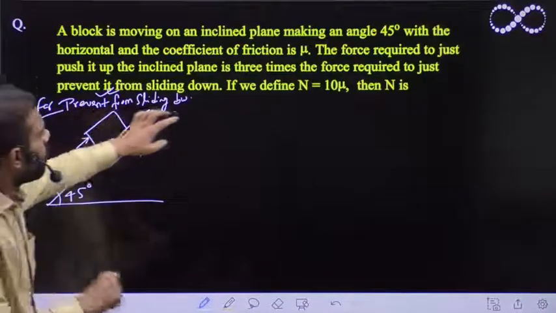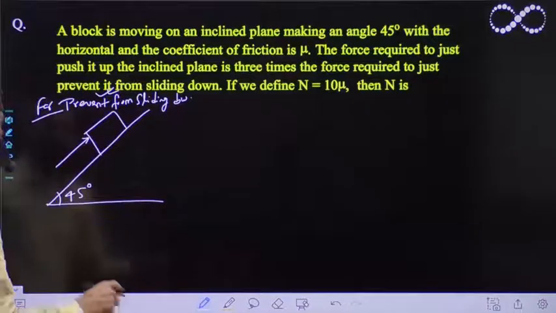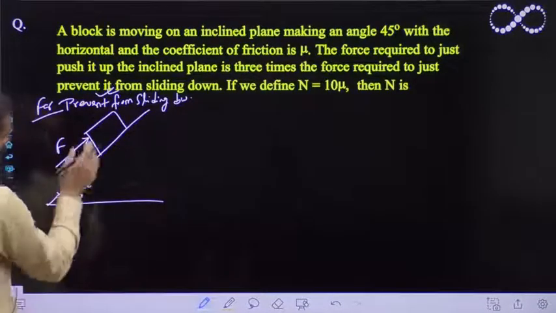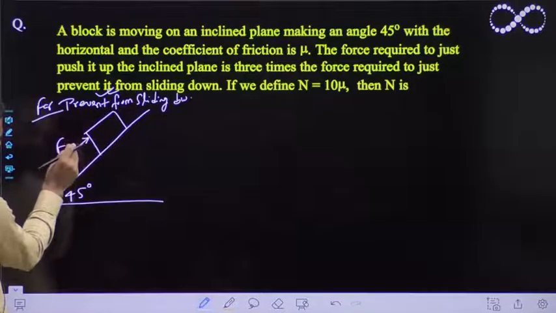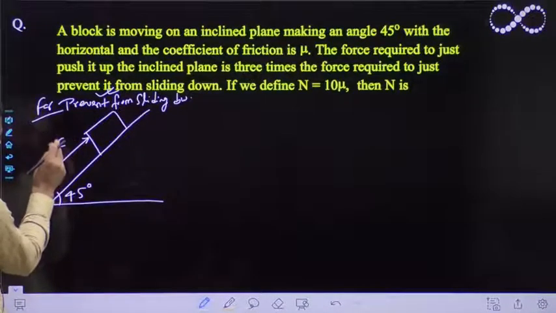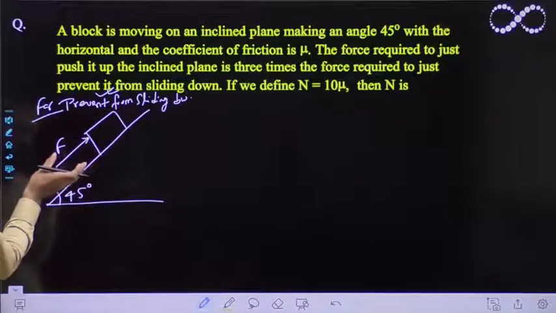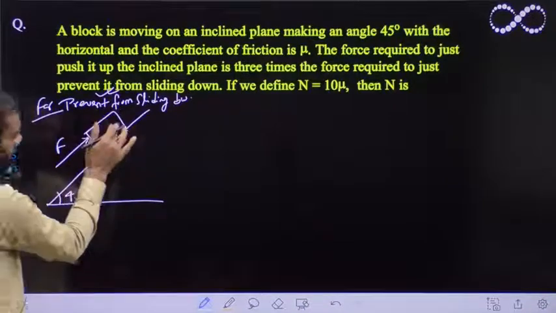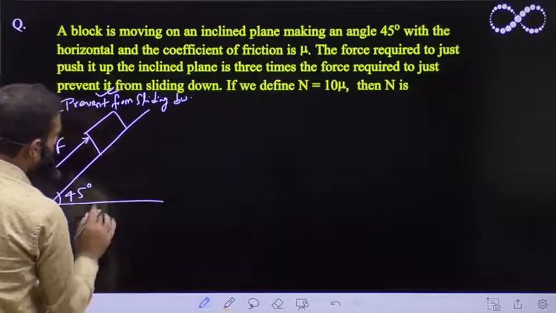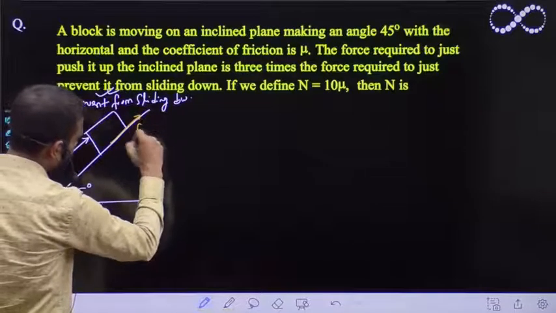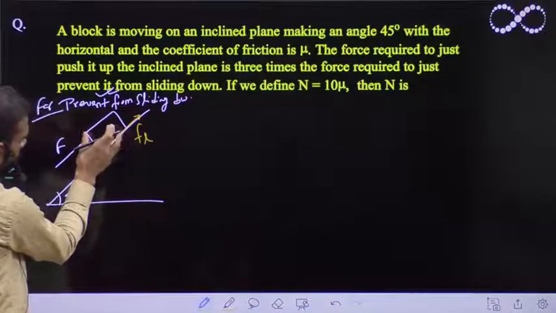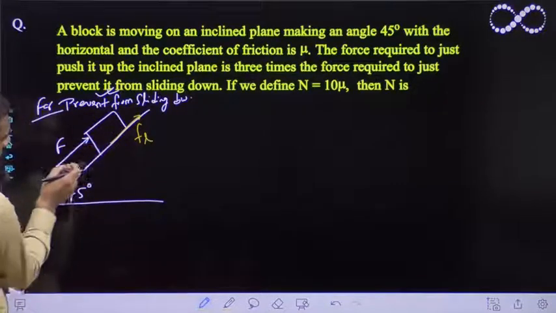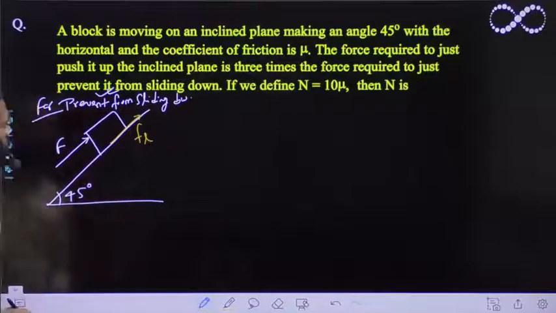Mu is not given in the question, and we define the friction as N into mu. Let us assume it is being prevented. So F is acting here and it is just prevented. The moment you remove F or decrease F, the block will slide downward. So the block is about to slide downward, and the friction will act in the upward direction, and that will be limiting friction, because the block is about to slide.